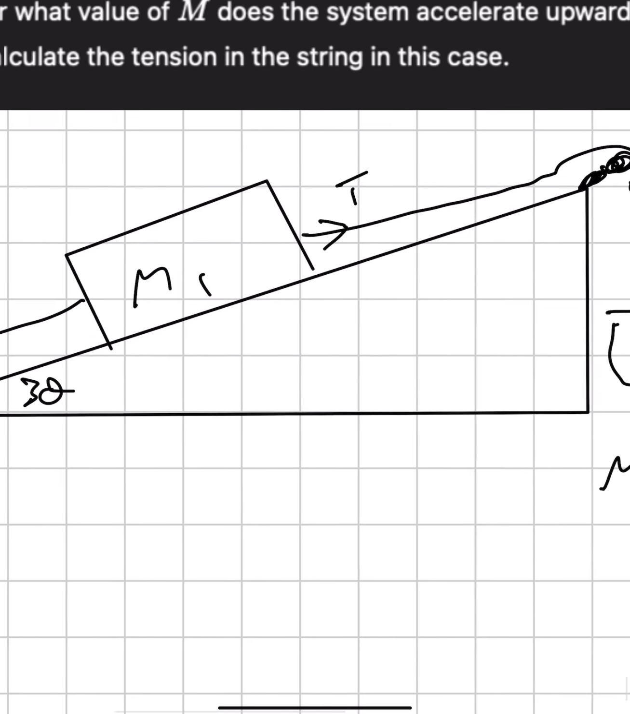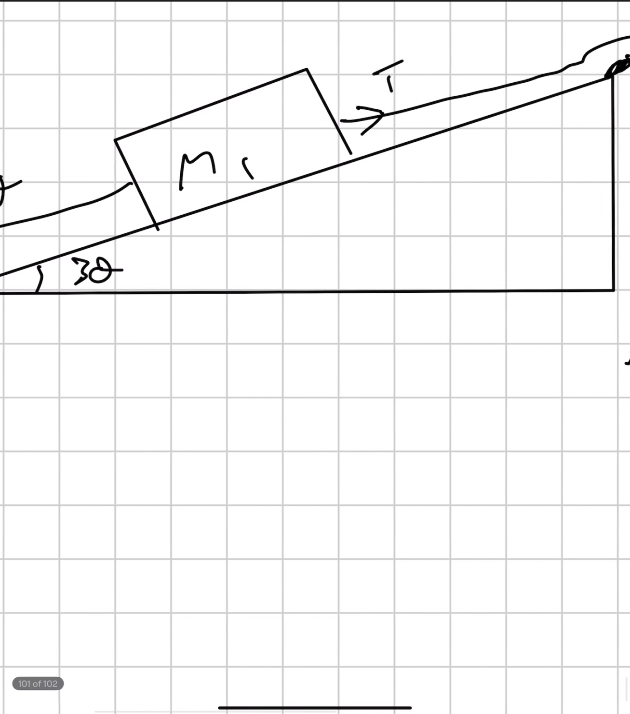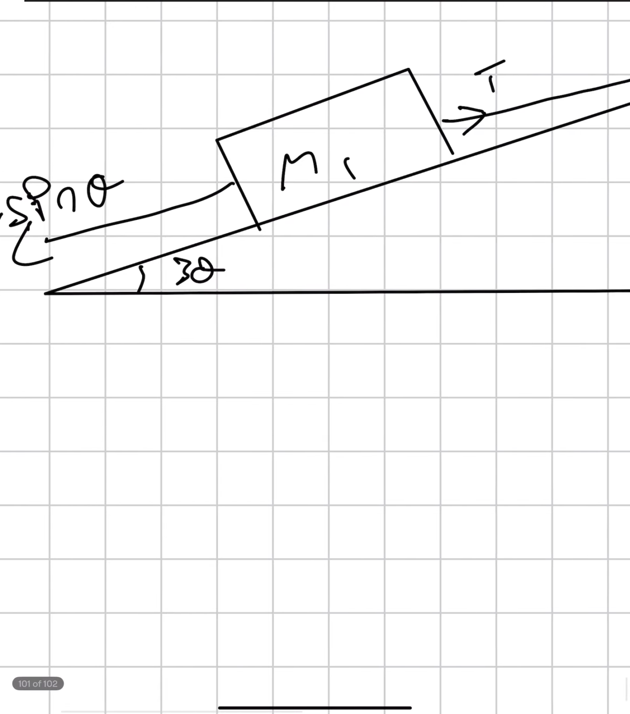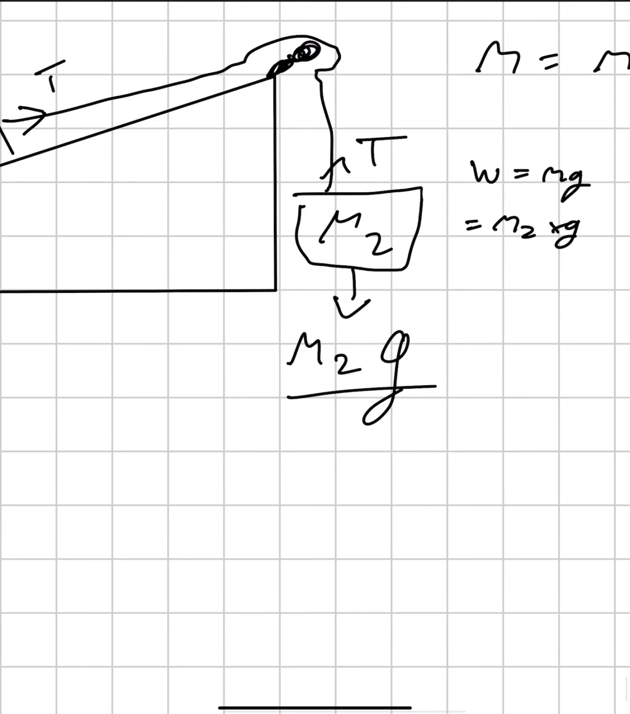Now tension is a force that always acts away from the body. Hence tension will act in this direction. Similarly over here tension will act away from the body in this direction. Now mg sin theta is a component that always acts downwards the slope. So mg sin theta is in this direction. And since this block is hanging, it has this weight force. Now weight is equal to mass into gravity, and over here mass is m2 into gravity, which gives us m2g.